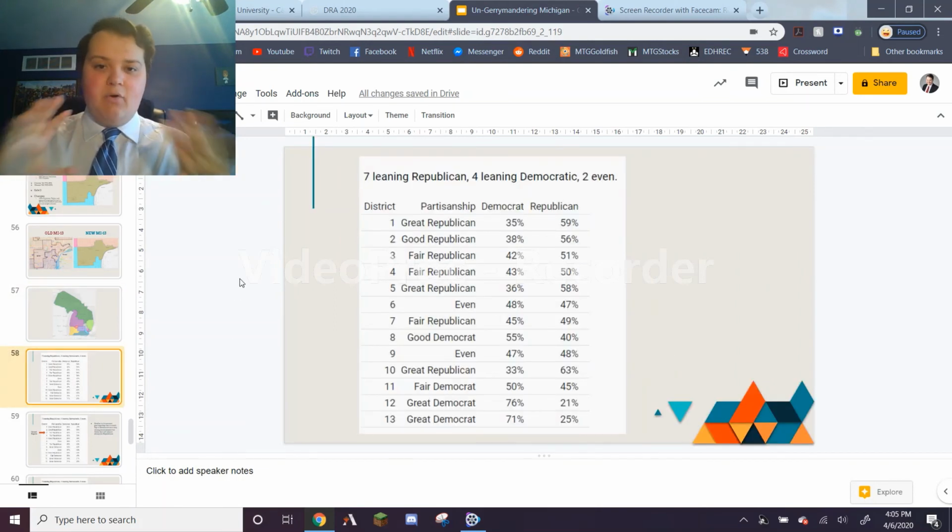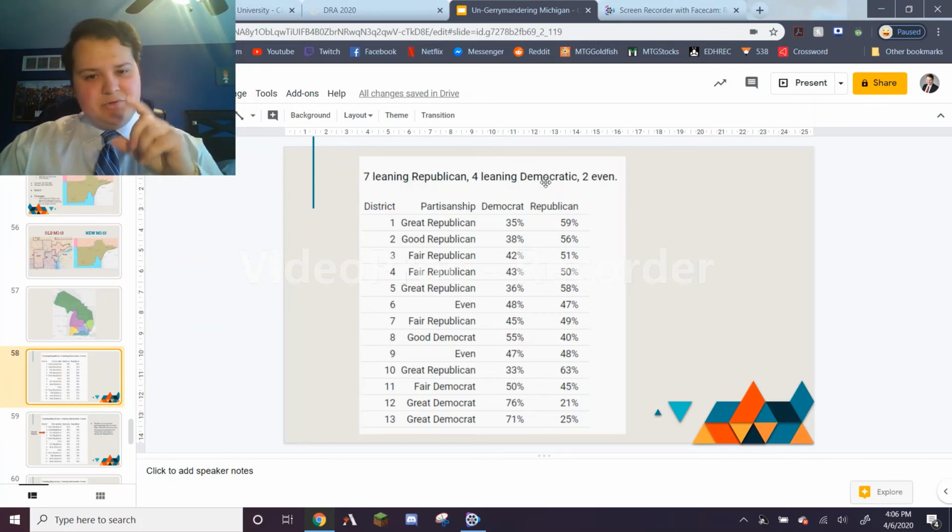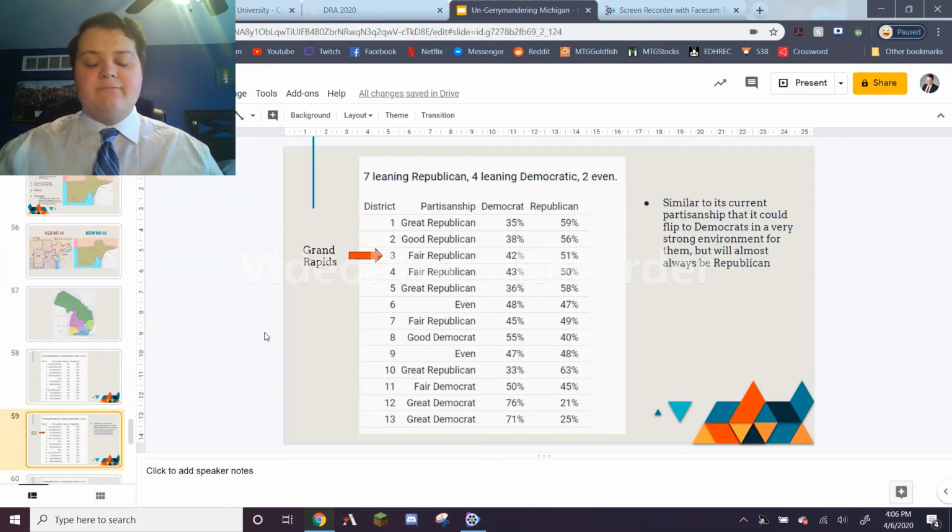Now, I'm just going to go over some of the breakdown. This is from Dave's Redistricting app that shows us the breakdown partisan-wise of the districts that we have. There are 7 districts that lean Republican out of 13, 4 that lean Democrat, and 2 that are even. I disagree with that a little bit, and we'll talk about each of the competitive districts individually just to wrap things up. The first is the Grand Rapids area district, that 3rd district.